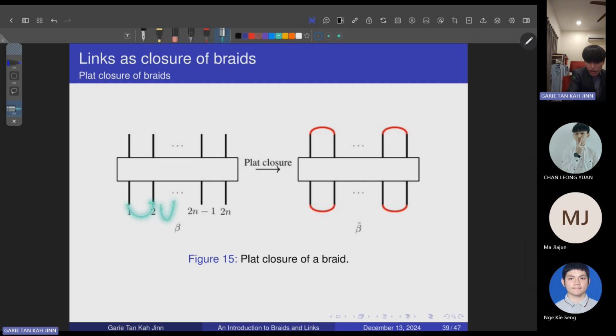So 1 with 2, 3 with 4, 5 with 6, and so on up to 2n minus 1 with 2n. This one I will call the first bottom bridge, and this one the nth bottom bridge. Similarly, the first top bridge and the nth top bridge. Why can we not consider the natural orientation? Because say I give you this trivial braid with 2 strings and I identify it. If I consider the orientation, we can see the orientation clash.